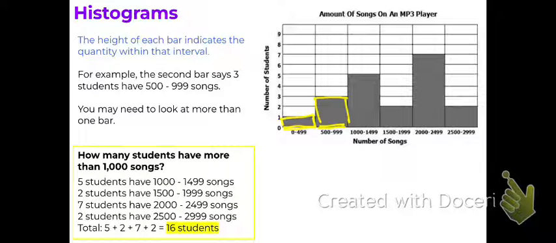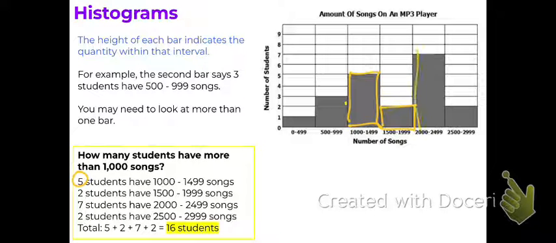If they ask you a question to interpret this, keep in mind you might need to look at more than one bar. So for example, how many students have more than 1,000 songs? Which bars are we looking at? Well, these people have 1,000 to 1,499, so I need to add them together with these also.